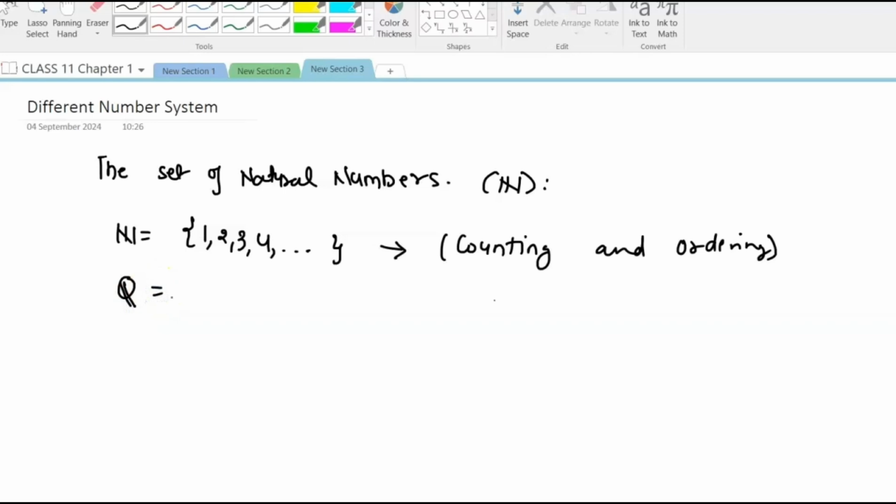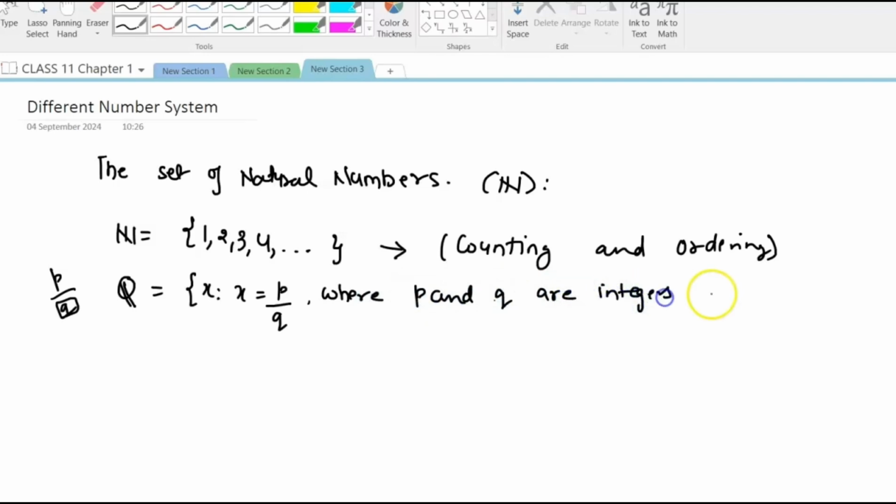discussed the set of rational numbers. Rational numbers are the numbers that can be expressed as a ratio, or as a fraction of two integers, where the denominator is non-zero. So Q, the set of rational numbers, is the numbers that we can express as P by Q, the ratio of P and Q, where P and Q are integers and Q is not equal to 0.